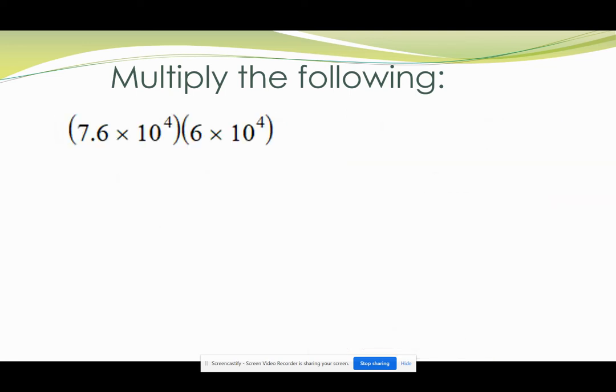This is a problem you didn't see in class, so you should be trying it now. The first step will be to multiply our factors. So we'll do 7.6 times 6, which gives me 45.6. Then we add the 4 and the 4, which gives me an 8. This has to be between 1 and 10, so I move it over 1. That means I add 1. So I get 4.56 times 10 to the 9th power, which we have down there.